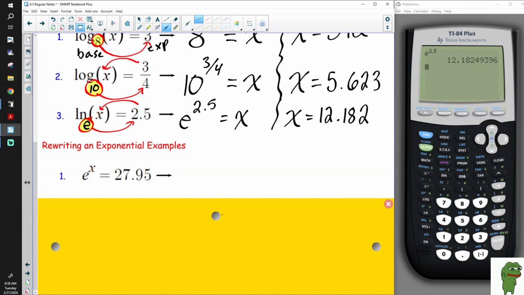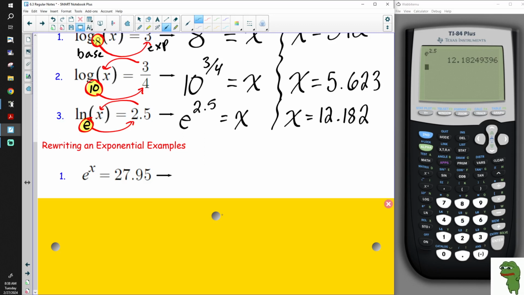E to the power of x equals 27.95. And this is exactly why logs exist. Because I have no idea what power you would raise e to get 27.95. No idea. We could sit here and guess all period until we find it, or we can use a logarithm.